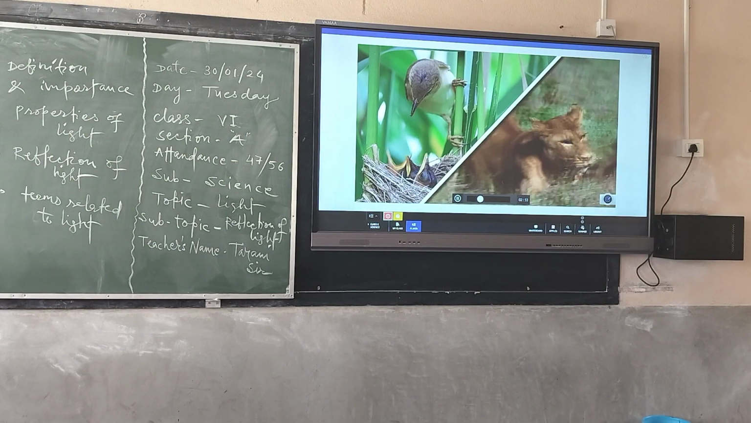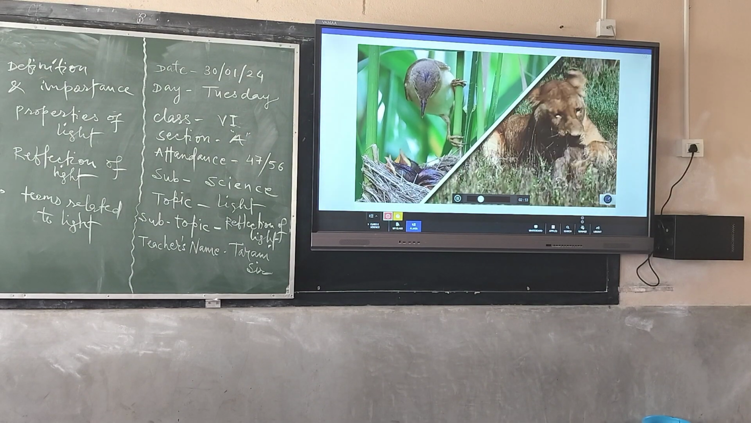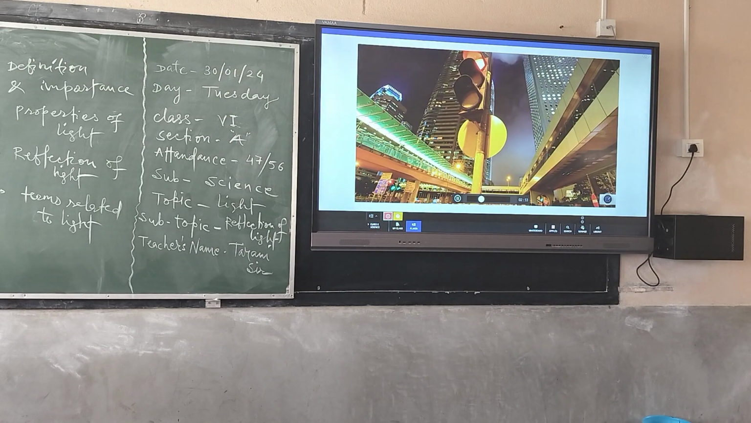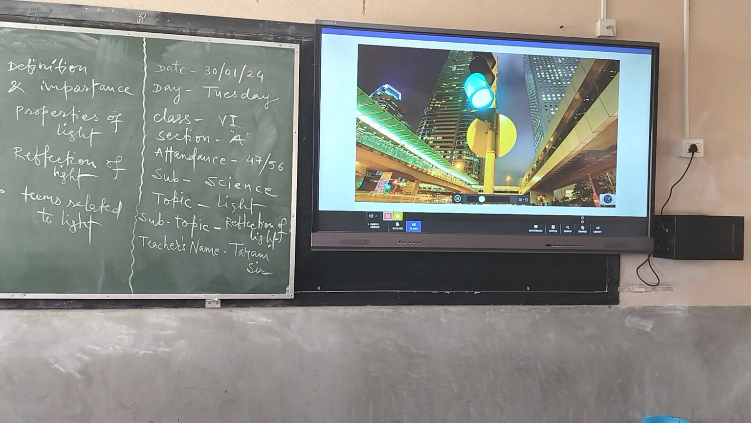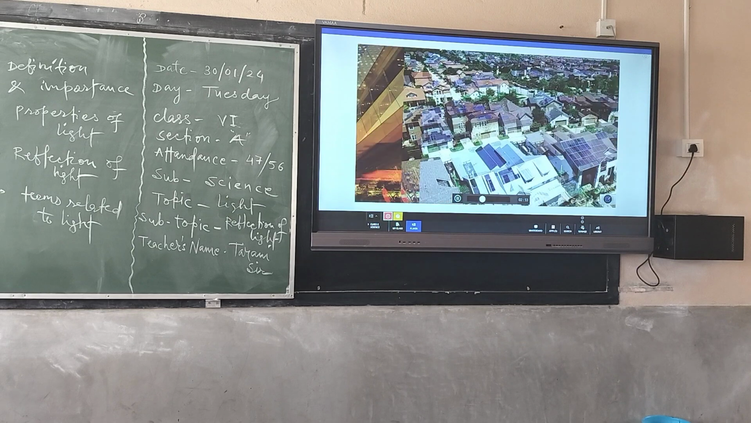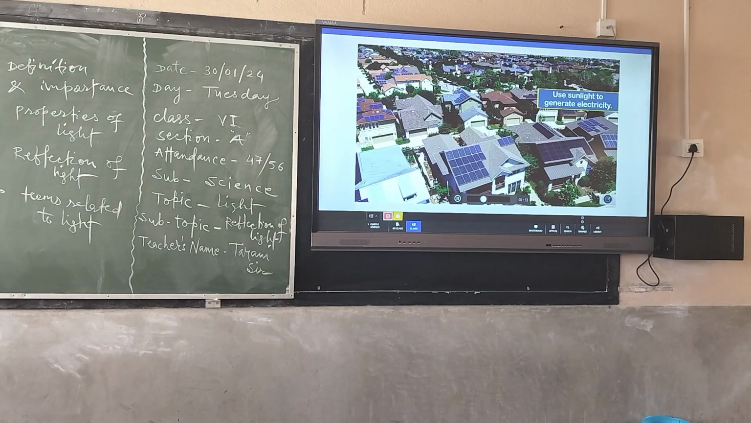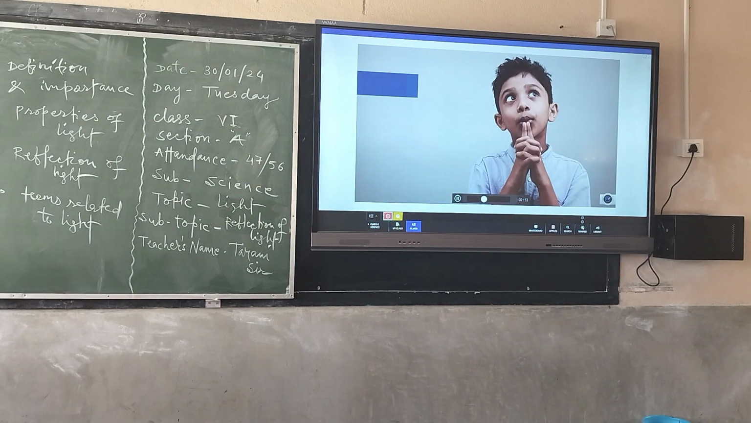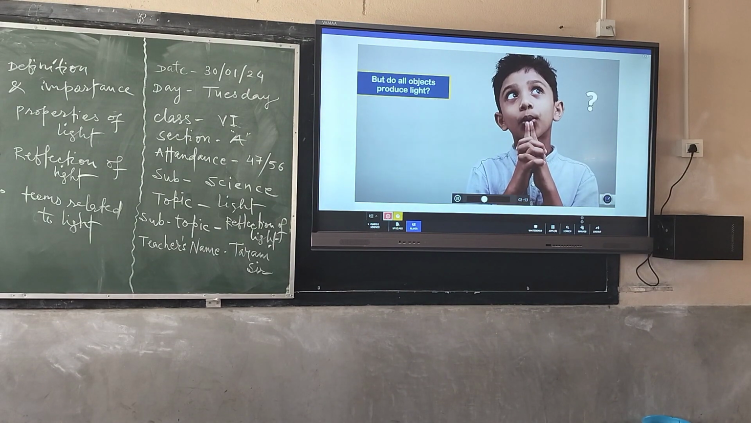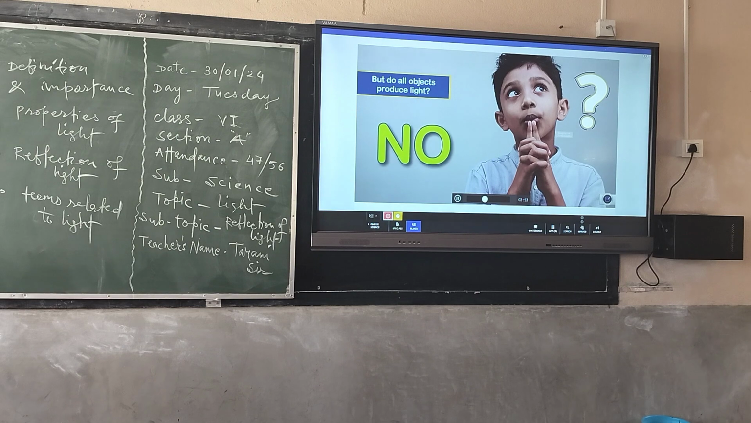Light helps animals to find their home and to catch their food. Even the traffic light helps us to manage the traffic. It is now possible to use sunlight to generate electricity using solar panels. But do all objects produce light? The answer is no.